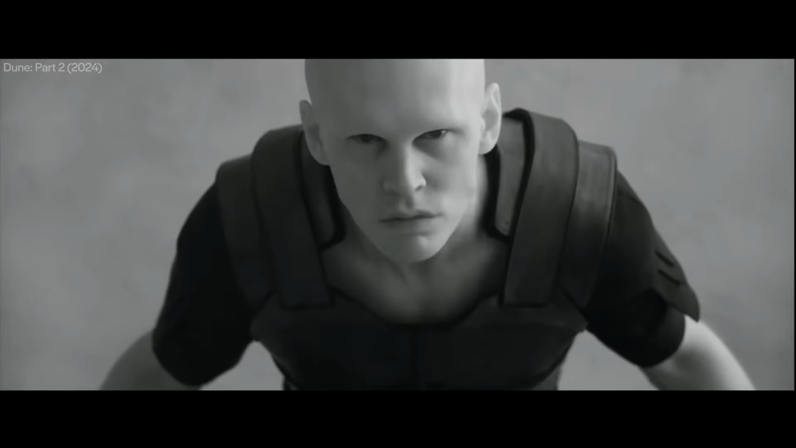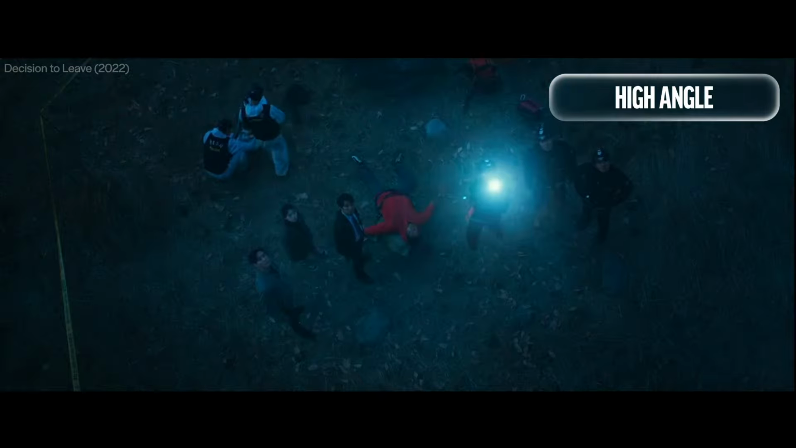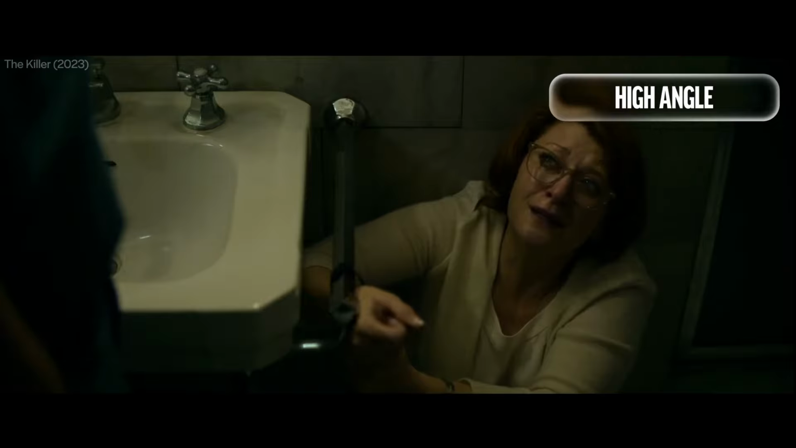When the camera is set above the character's eye level and angles down, we have a high-angle shot. Like looking down on someone, it can make your subject look inferior or vulnerable.